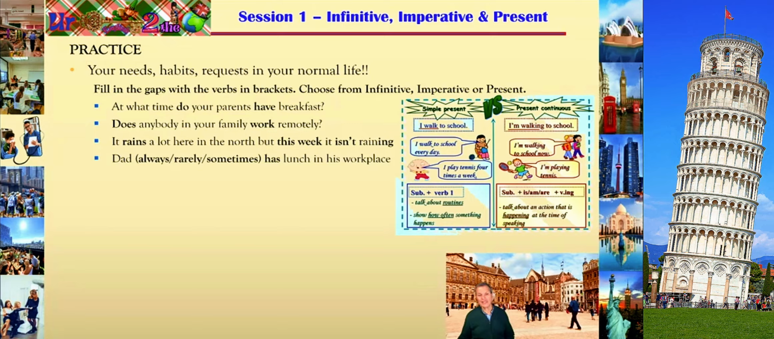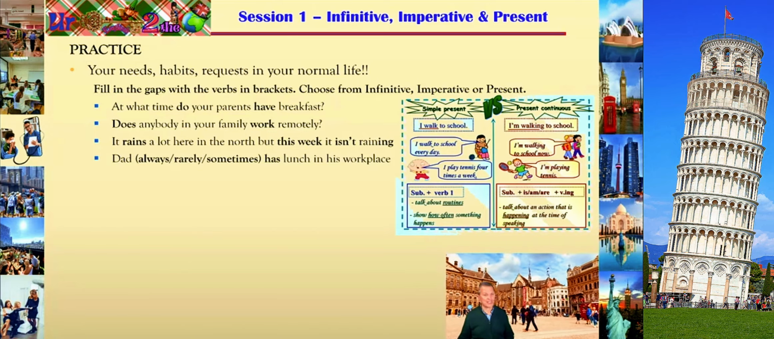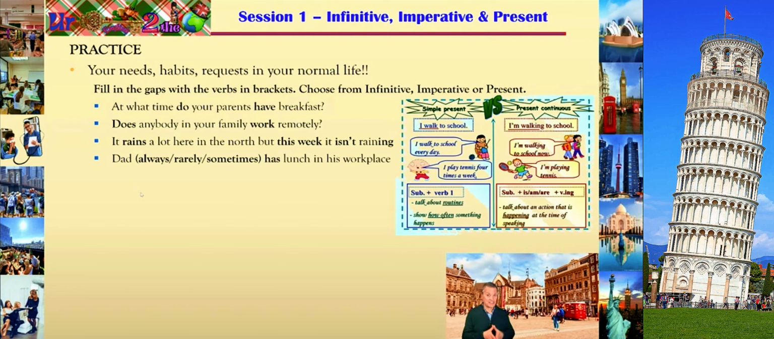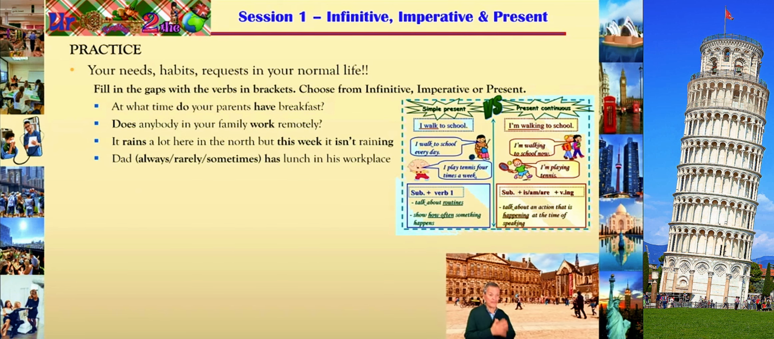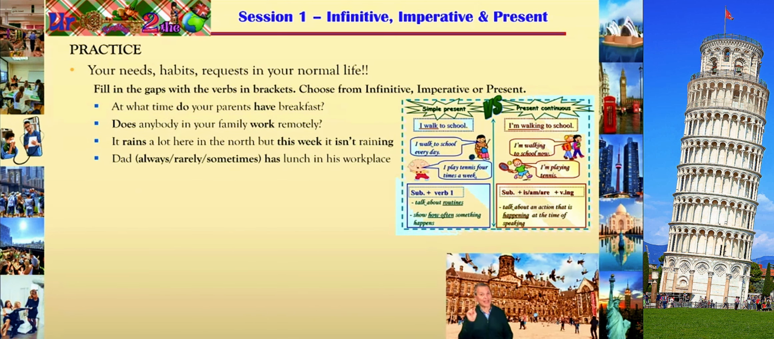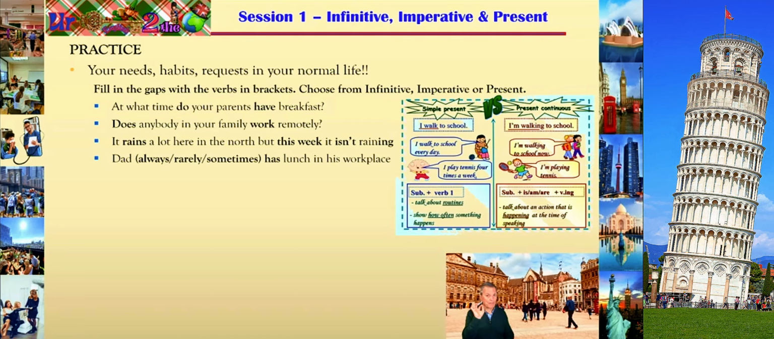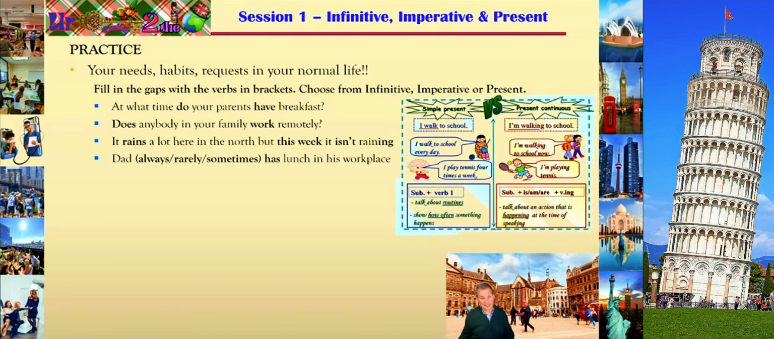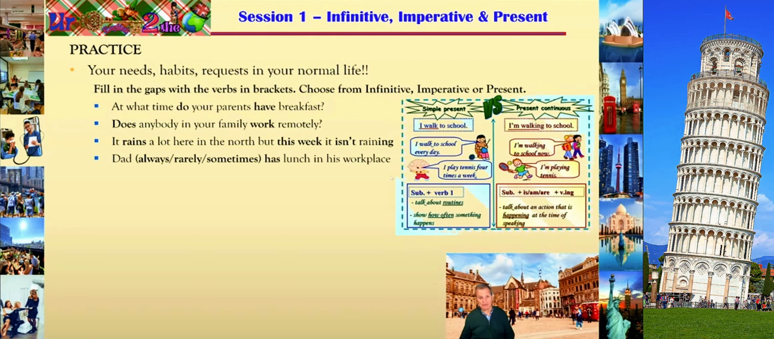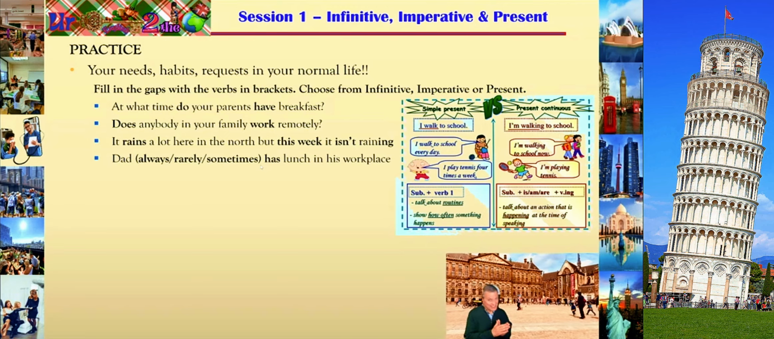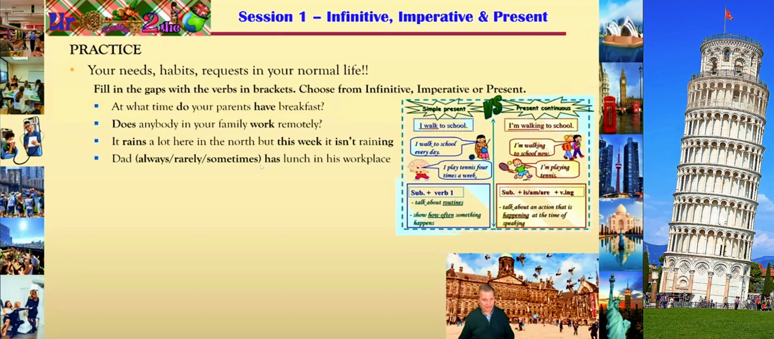Dad always, rarely, sometimes has lunch in his workplace. This is a normal affirmative sentence in present simple with an adverb of frequency. Remember that I told you that the best place to use adverbs of frequency is just before the verb, right? Unless it's the verb to be. If it's the verb to be, it's after the verb to be.